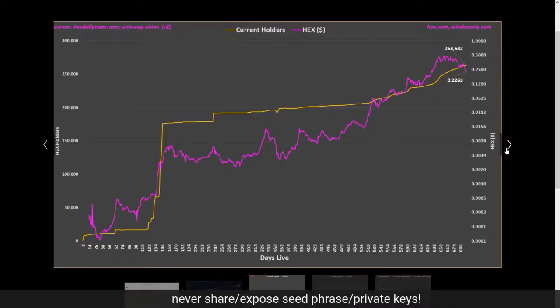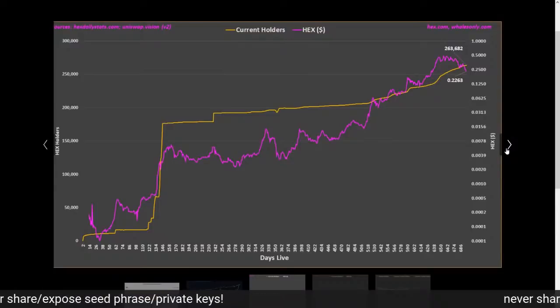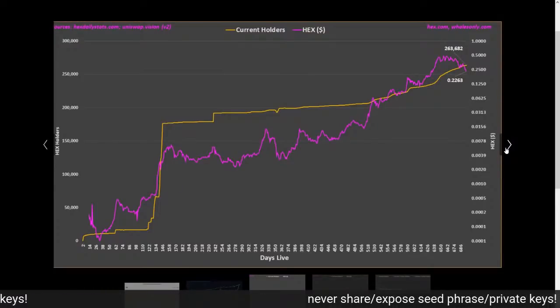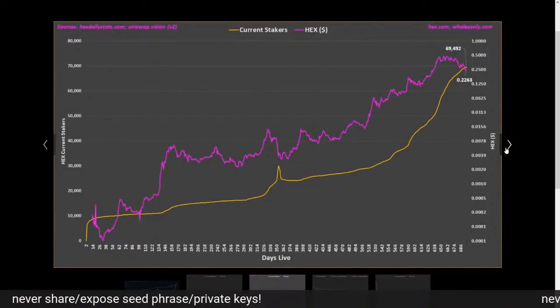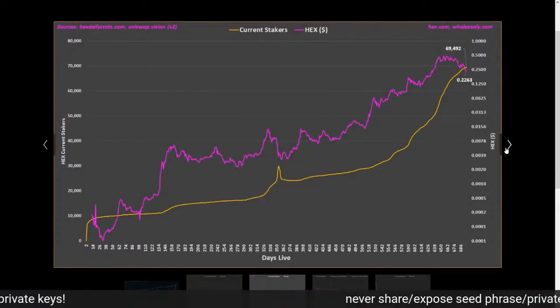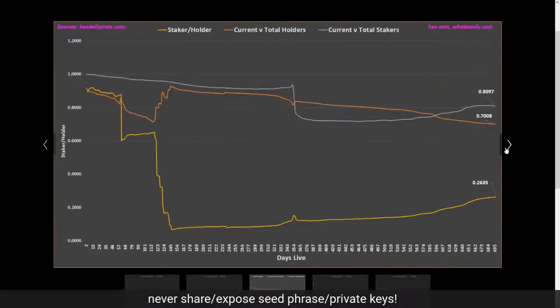But as you guys can see, anytime price is below current holder count, that's typically a good buying time. So the question is when? Remains to be seen. Same deal with the staker class, right? I mean, rarely is it ever below. So this should probably snap back at some point. I mean, you guys know how Hex moves, man. It just reverses in instances. Like, it's kind of crazy. You know what I mean?